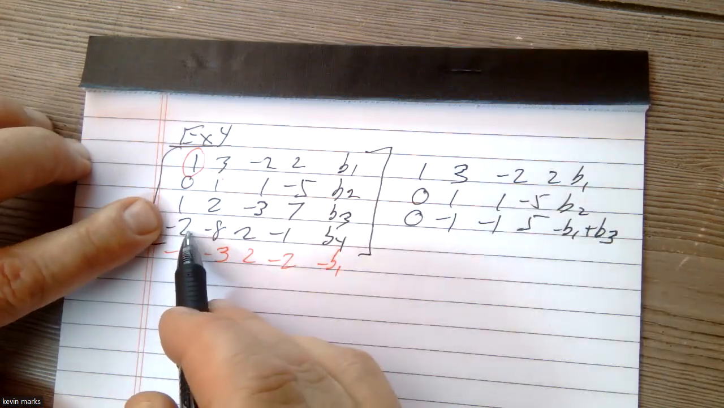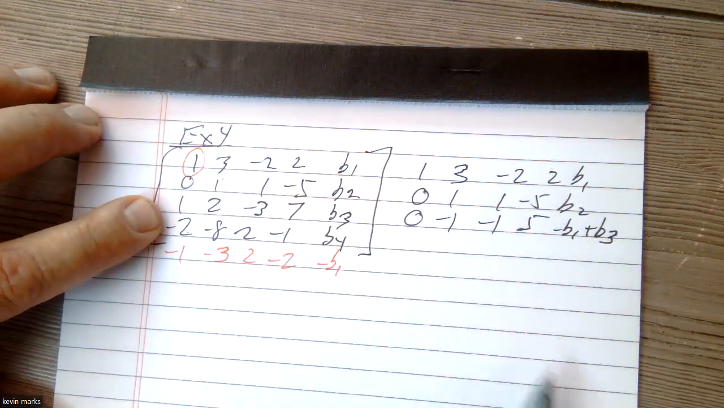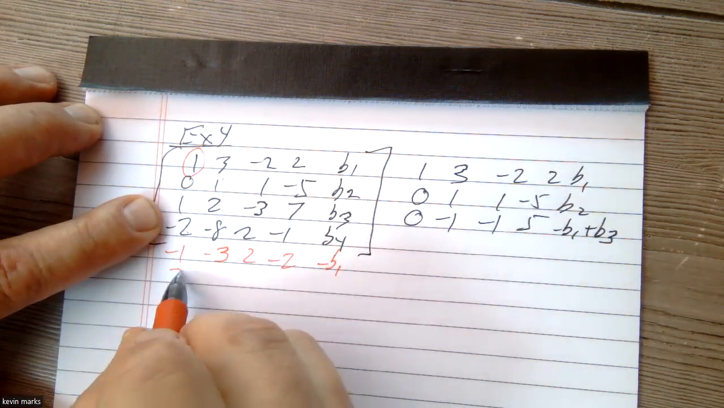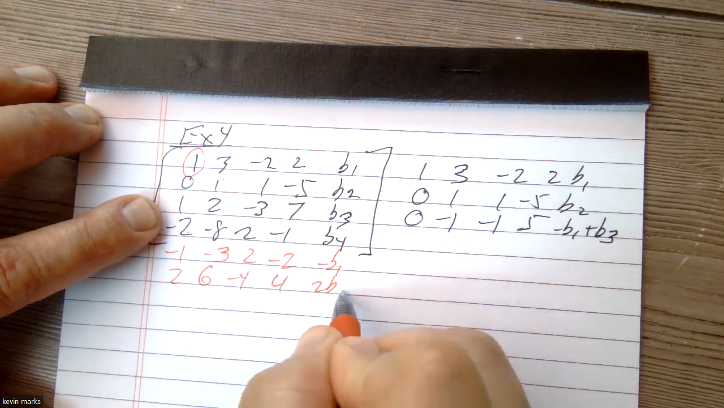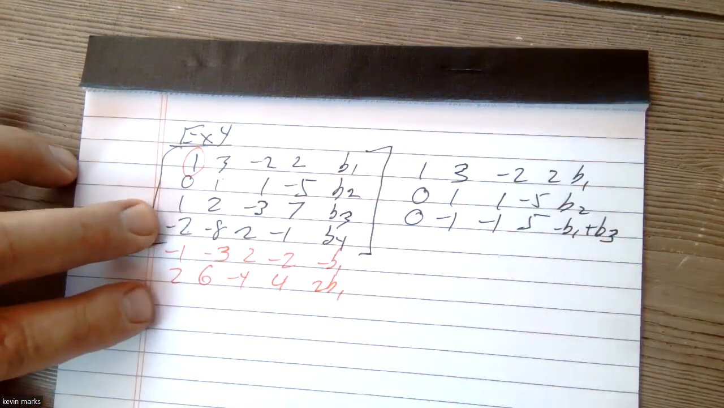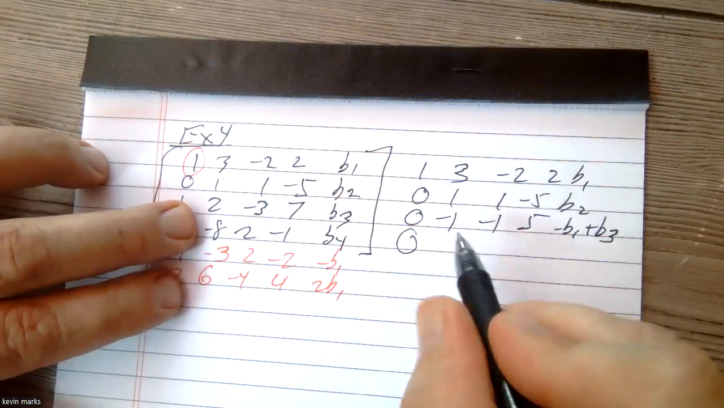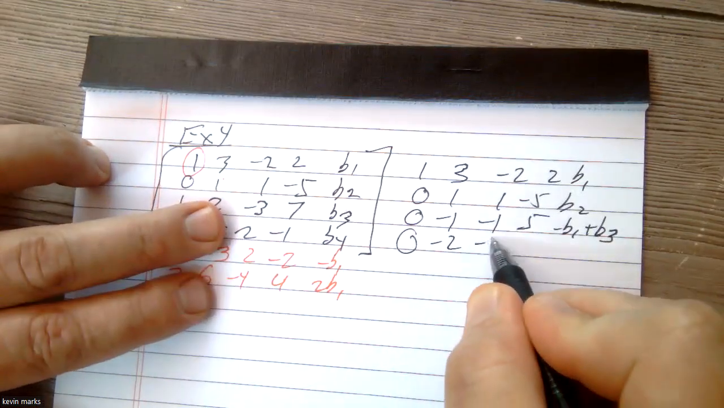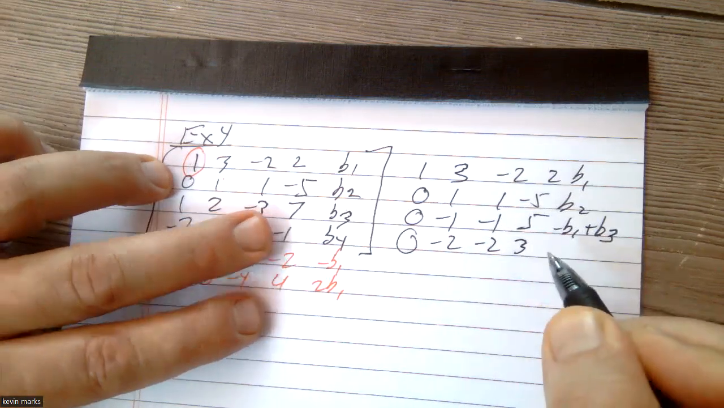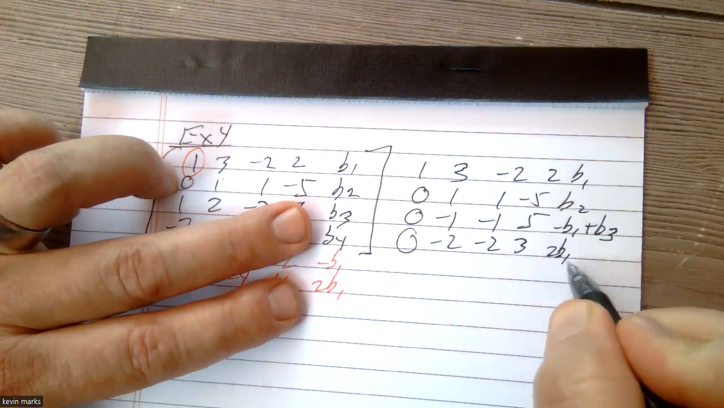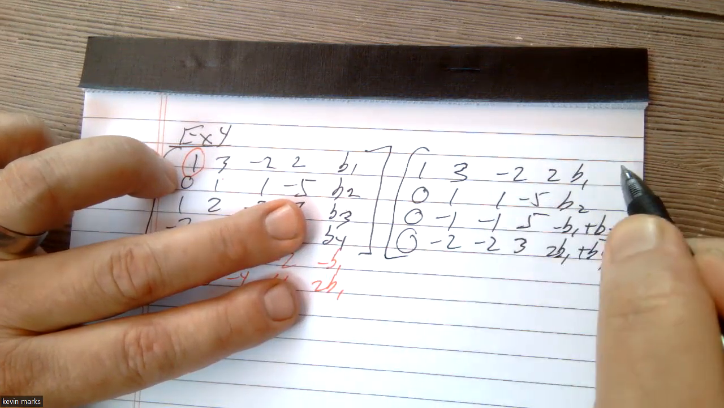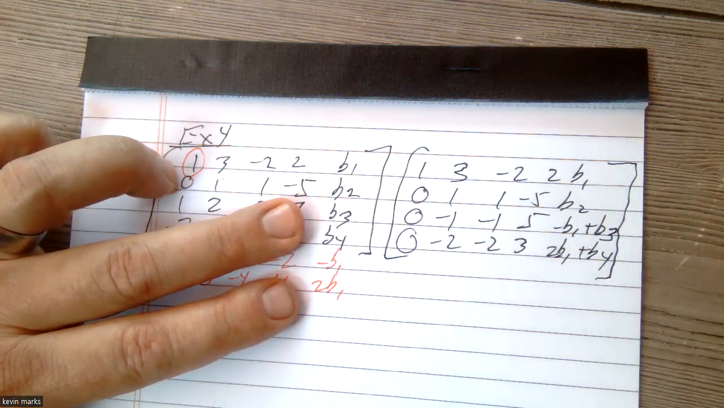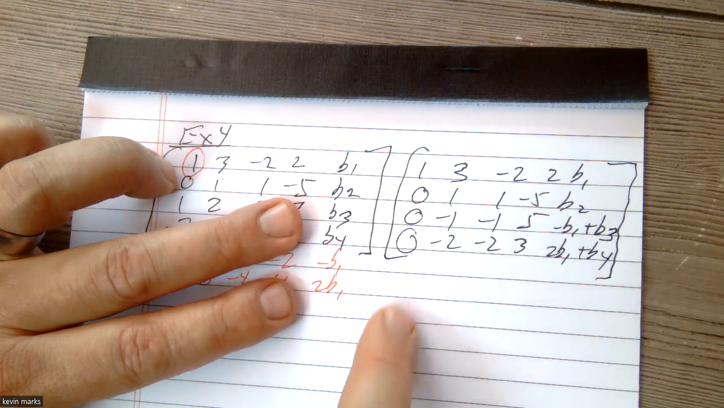But now I need a 0 here. So I can multiply this top row by 2, so 2, 6, -4, 4, 2b1. Now I can add these together. So there's your 0, -2, -2, 3, and then this would be 2b1 plus b4. All right, so now I have my 1 with 0s underneath it.